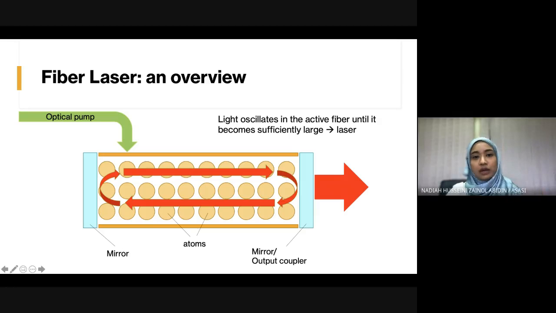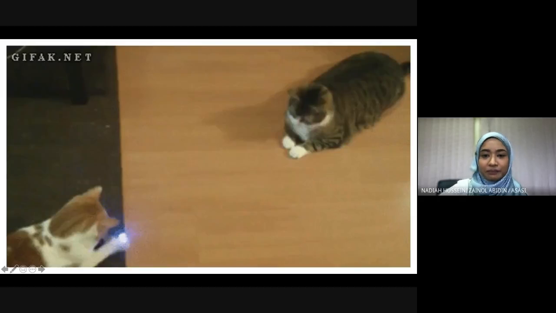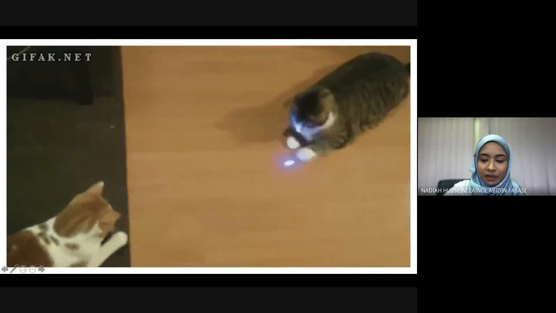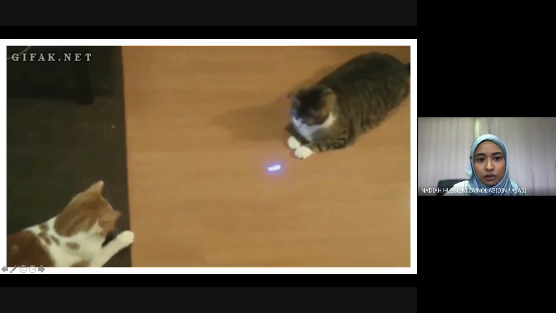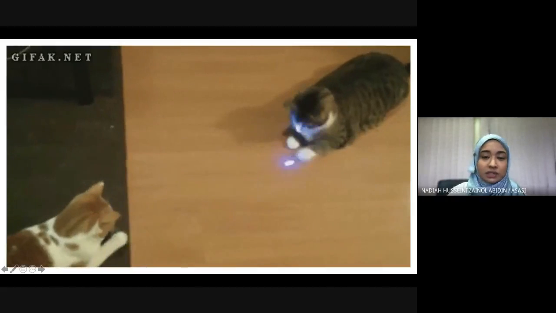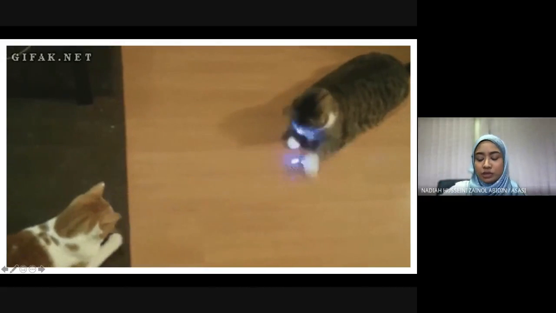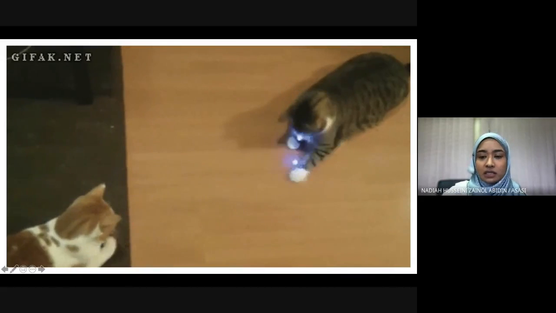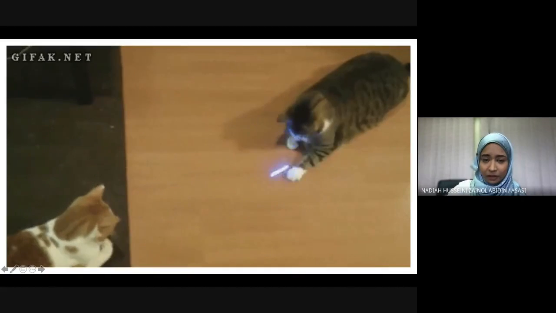Right, so you have an emission. What do you do with this laser? You play with your cat, right? Of course, you can make your own fiber laser, but typically the ones that we do in the lab are high powered, so don't use it with your cat. But it is an application. It's a legit application. All right.